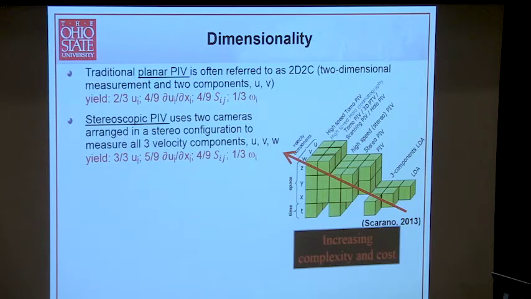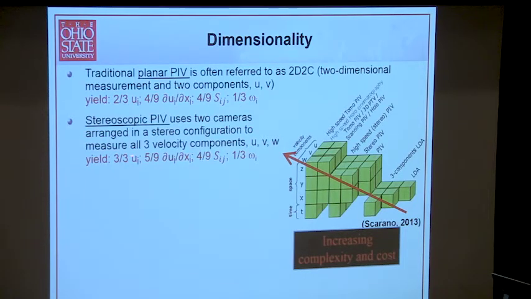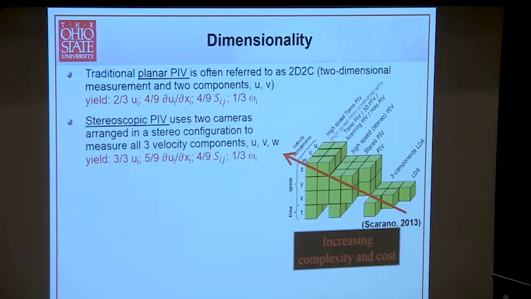Now let's work really hard. We add another camera, and we do stereoscopic PIV. And we'll talk about this, we use 2 cameras arranged in a stereo configuration, and we're really excited. We measure all 3 components of the velocity, but we've only added 1 additional component of the velocity gradient tensor, no additional components of the strain rate tensor, and no additional components of the vorticity vector.